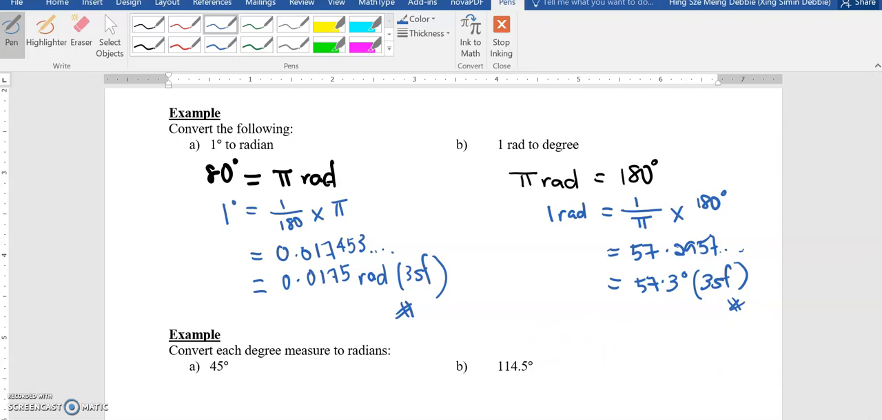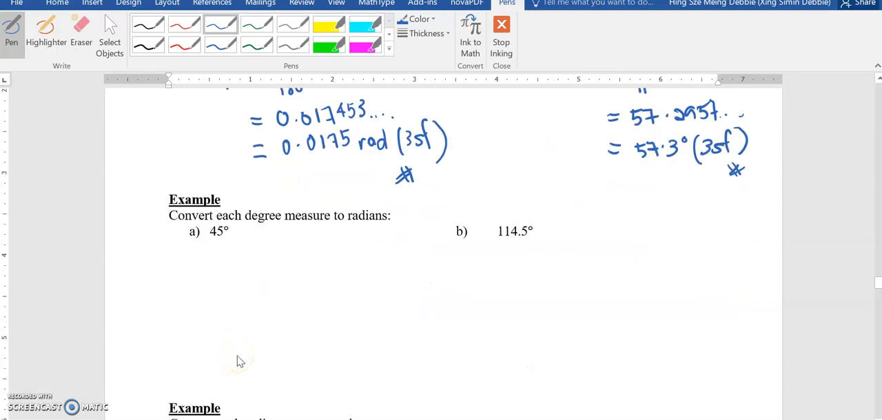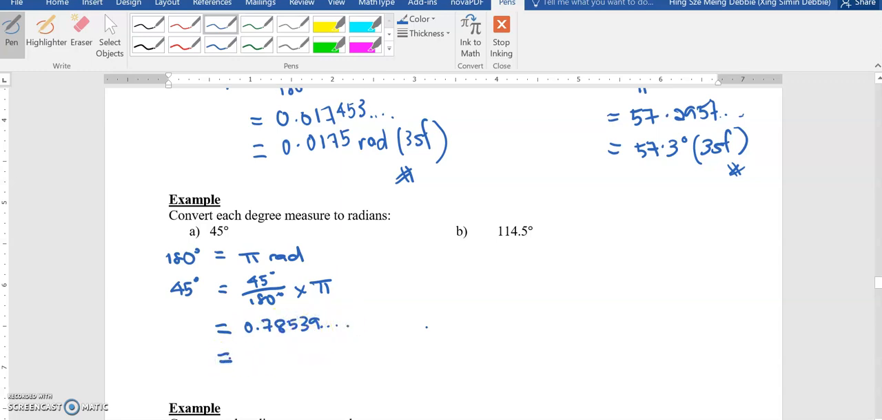Now that we know what is 1 degree in radians and what is 1 radian in degrees, let us convert various types of degrees into their radian measure. The first example is 45 degrees. If I want to convert 45 degrees into radian mode, I know again 180 degrees is pi radians. So I take 45 degrees out of the 180 degrees and multiply by pi. This will give me 0.78539 and so on, and rounded off to 3 significant figures, I get 0.785 radian.